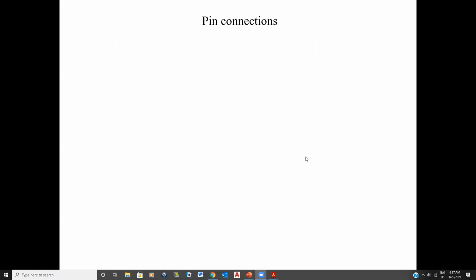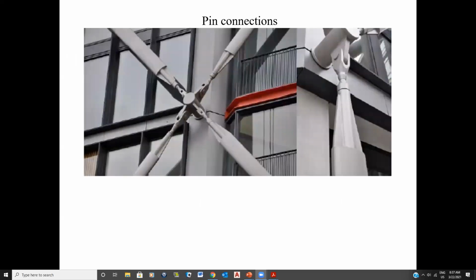Now, what's a pin connection? I have an example here, I believe. I want you to see here, you have one big pin going across this connection. Well, that's a real pin connection. So here you see the pin. These are real pin connections.